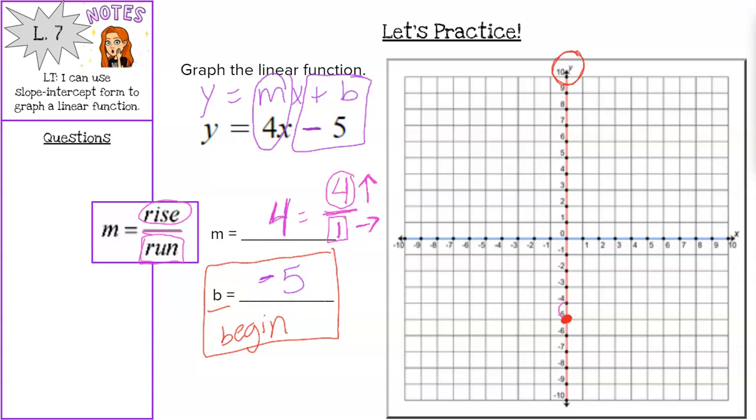So we're going to go up 4, over 1, put a point. Up 4, over 1, put a point. Make sure you have 3 points on the graph. You can keep doing more if you want to fill up the entire graph. You don't have to. You need at least 3 points. And then we can connect them and make our line. That's all of your lesson 7. Go ahead and get into your practice.